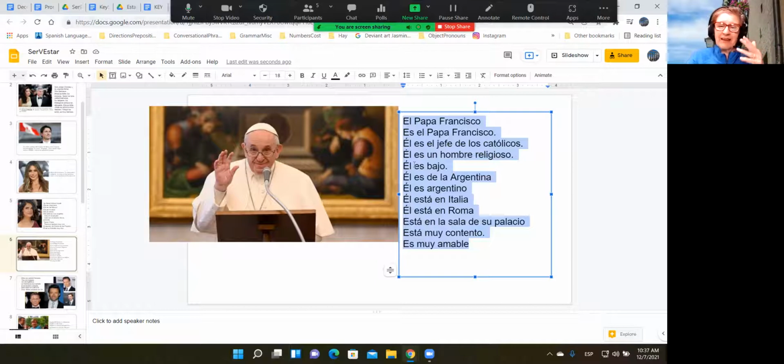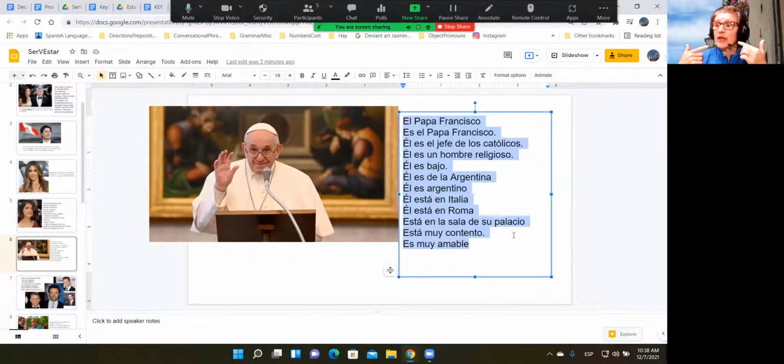Él es, and I've got el repeated here because I want you to associate el with es, that verb. Él es un hombre religioso. He's a religious man. Es bajo. He's kind of short. Es de la Argentina. He's from Argentina. Es argentino. He's Argentine. He's that nationality. But location. Está en Italia. Él está en Roma. He's in Rome. He's in Italy. Está en la sala de su palacio. He's in the big salon of his palace.